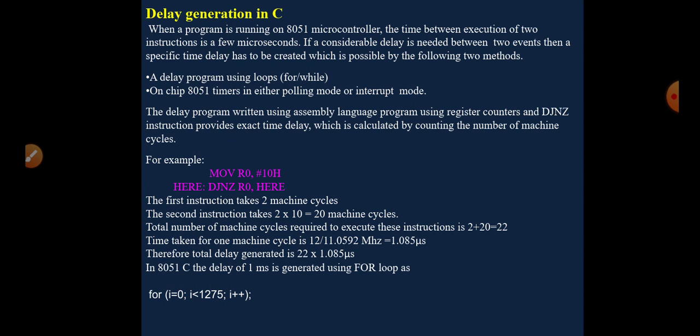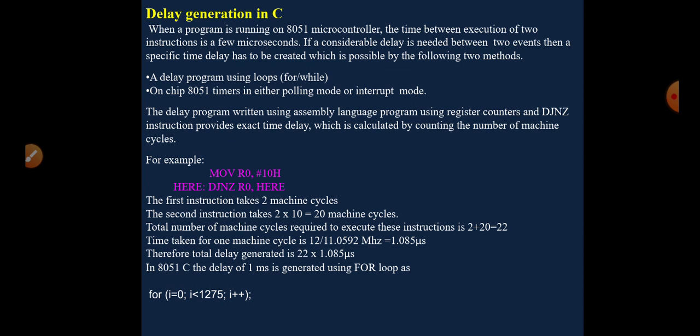For example, we have the instruction MOV R0, #10H, that is the immediate addressing mode. 10H is a constant value in hexadecimal. Here is a user defined label. DJNZ, decrement jump if no zero. In this case, 10 in hexadecimal stands for 16.